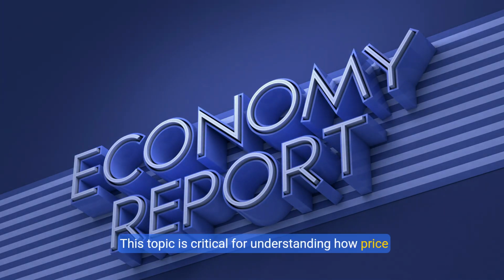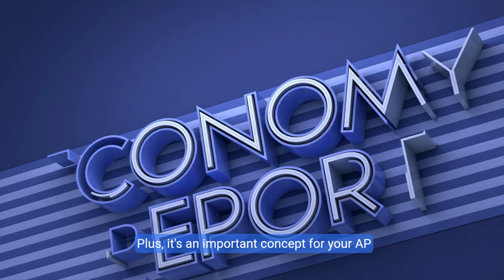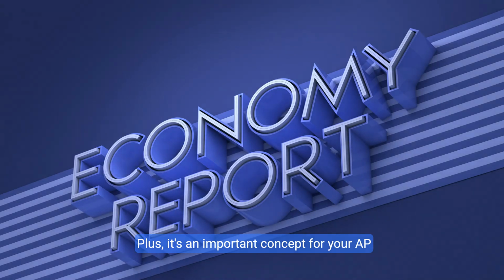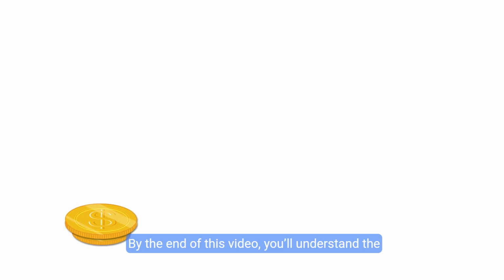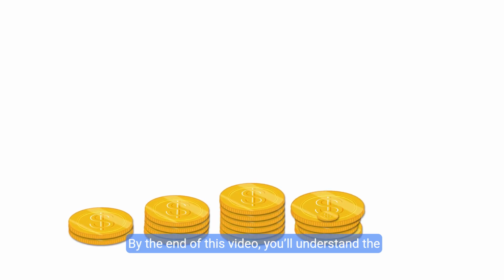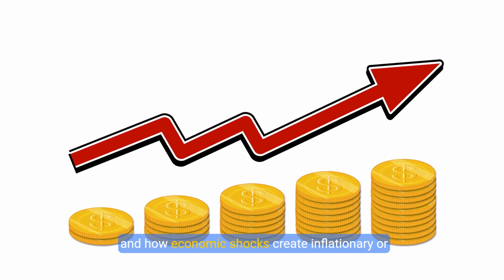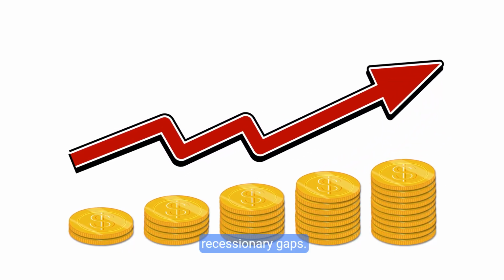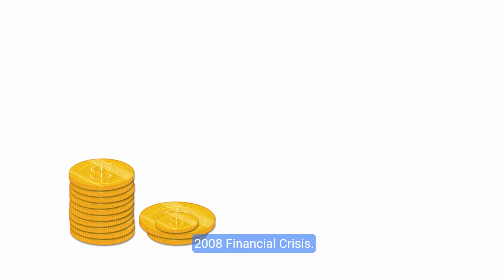This topic is critical for understanding how price levels and output are determined in an economy. Plus, it's an important concept for your AP Macroeconomics exam, so let's dive right in. By the end of this video, you'll understand the ADAS model, short-run and long-run equilibrium, and how economic shocks create inflationary or recessionary gaps. We'll also examine real-world applications like the 2008 financial crisis.